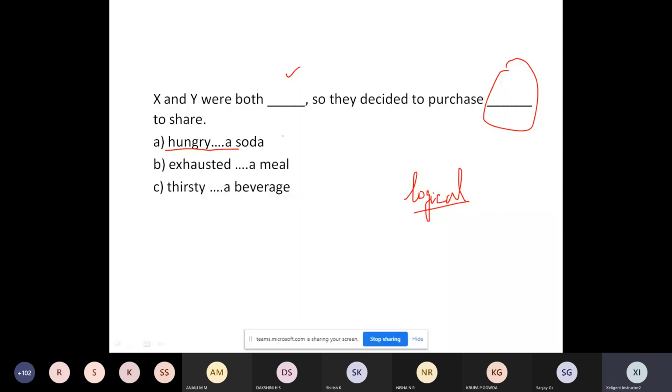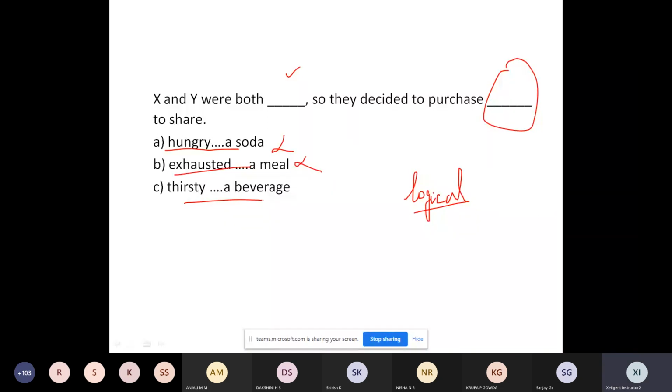Option B, exhausted. X and Y were both exhausted, so they decided to purchase a meal to share. Exhausted means tired. If you feel tired, would you take up a meal? No, you would take up rest. So this is also incorrect. The correct answer is thirsty, a beverage or a drink, whatever it is. X and Y were both thirsty, so they decided to purchase a beverage to share. So this is logically correct.